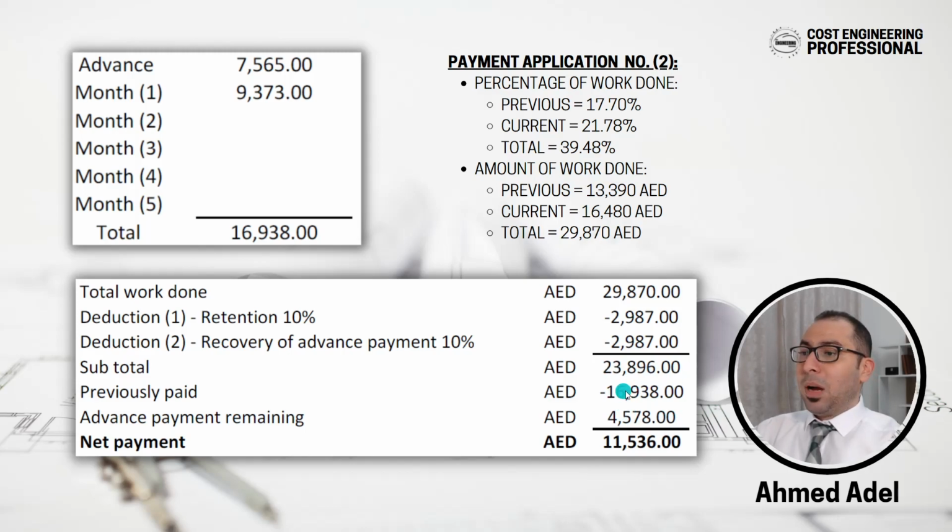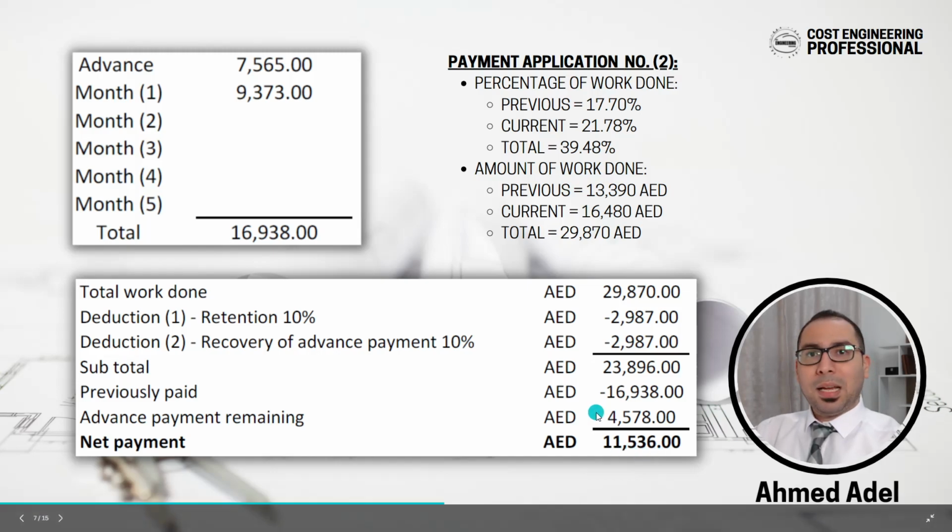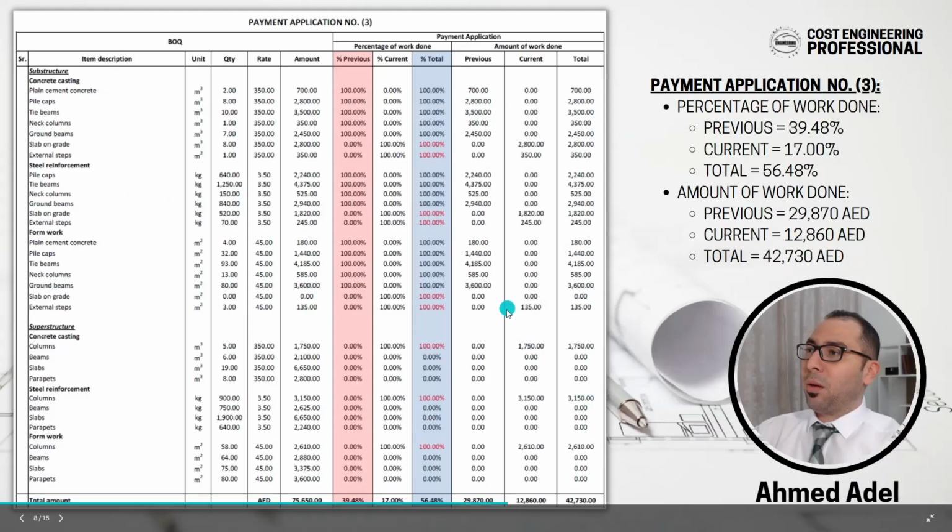So subtotal minus previously paid plus advance payment remaining will give me the net payable amount this month, which is 11,536, and this is the amount that we should pay to the contractor for the works that have been executed in the second month. Okay, let's go to month number 3.